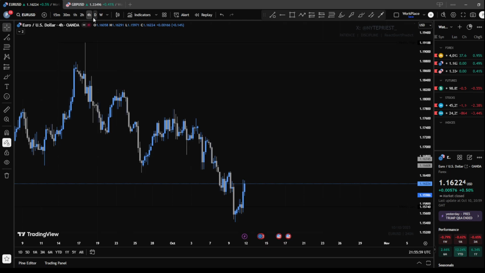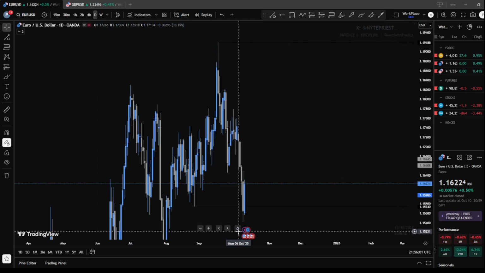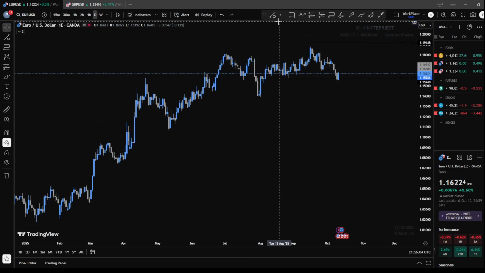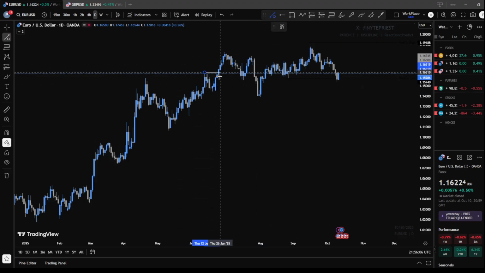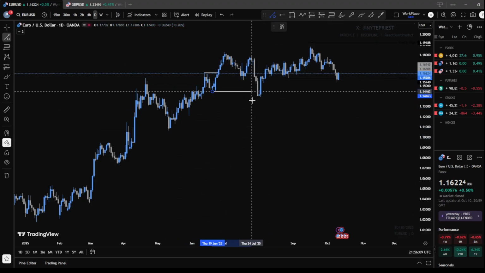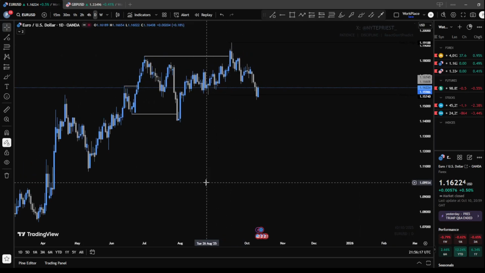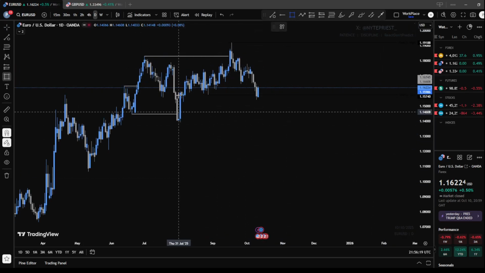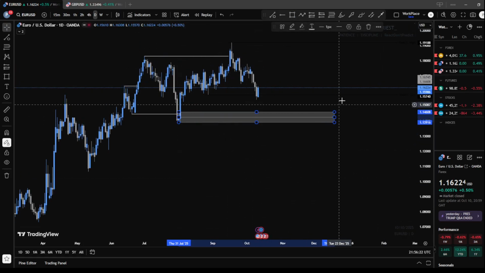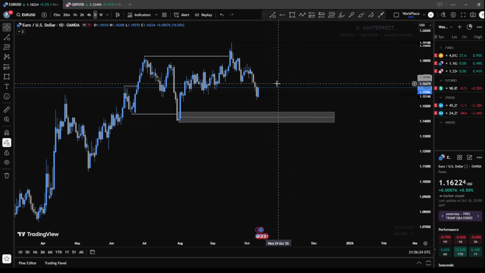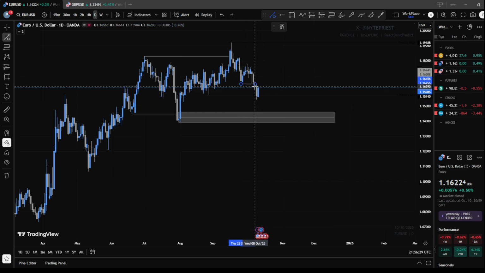So on EURUSD, on the daily time frame, we're having a break of structure here. On the daily time frame, you have a change of character here. Okay, and we have another break of structure here to the upside. All right, and you have this daily demand zone here. So in the fractal structure, we broke the recent break. It's here on the daily time frame.